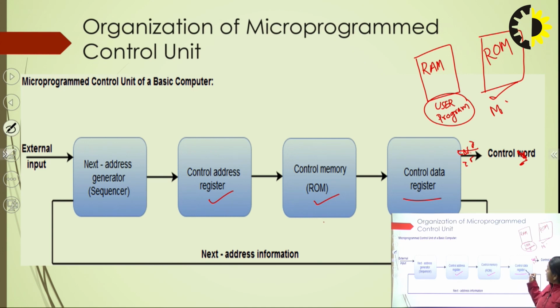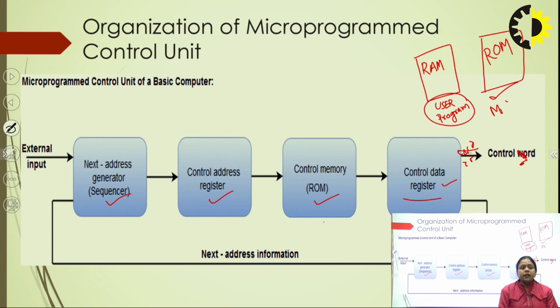Right? Then this micro instruction will execute, and then we will have two outputs from this unit: control word and next address information. Control word is used to generate the control signal, and it will execute the user instruction easily. And the use of next address information is that it will go to the next address generator or microprogram sequencer. Now this is the main part of our microprogramming control unit: next address generator or microprogram sequencer.